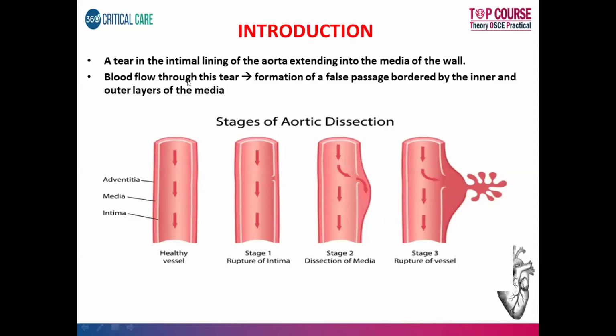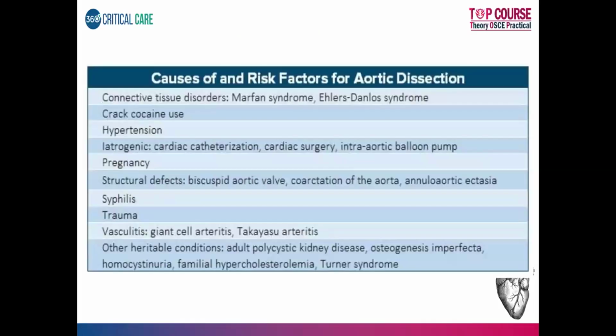So what happens? The blood flow through this tear leads to the formation of a false passage, which is bordered by the inner and outer layers of the media. So as I told, these are the stages of aortic dissection. Stage 1 is nothing but the rupture of intima. Stage 2 will be the dissection of media. And stage 3 is the rupture of the vessel.